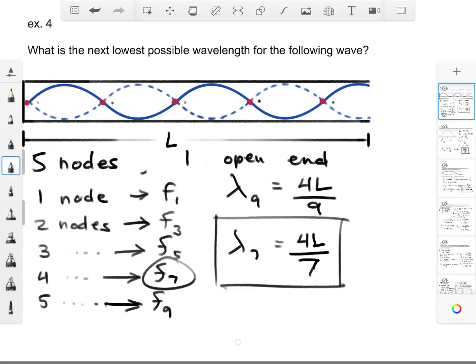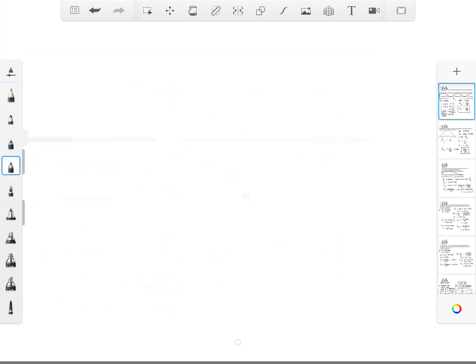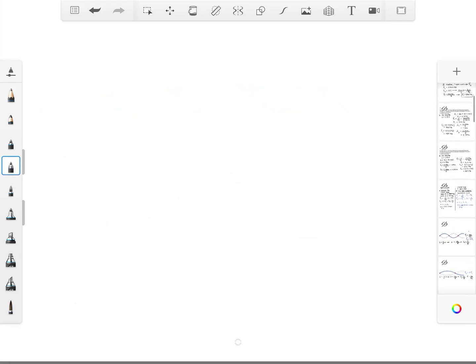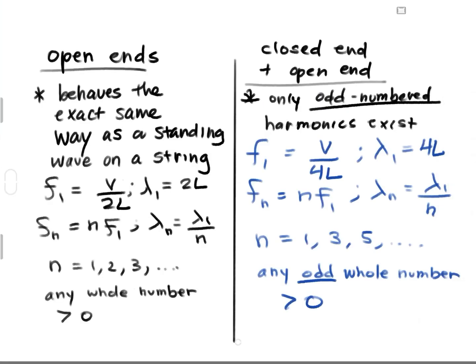Okay, so those last 3 examples that we looked at are going to be the typical problems you'll see on the Khan Academy assignment. So I hope this helps. Just remember this page right here, the summary of what we just talked about. We're talking about standing waves in air columns. This could be either 2 open ends or only 1 open end.